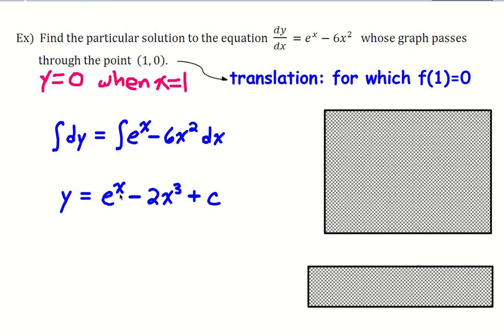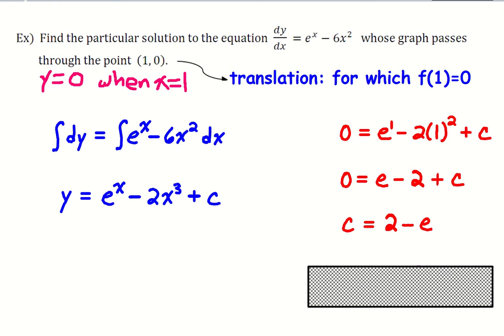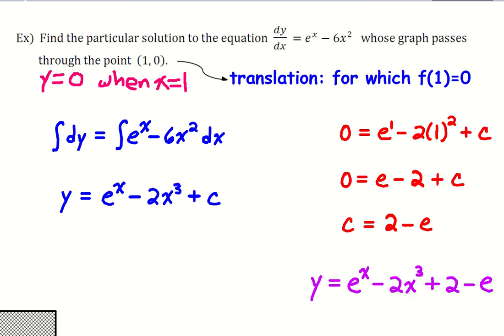Remember how the integral of e to the x is just e to the x. And the integral here is going to end up being negative 2x cubed plus c. And now you just take that general solution like we did in the last example, plug in 0 for y, plug in 1 for x, and let's see what that means for c. e to the first is just e. Looks like we're going to leave it like that and end up with c equals 2 minus e, right? When you get c by itself.